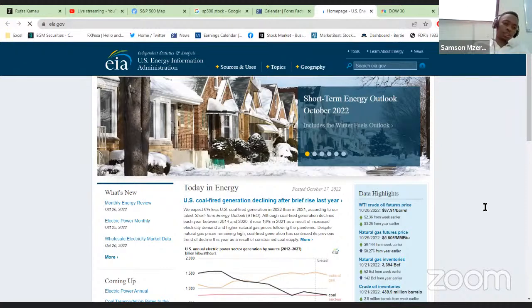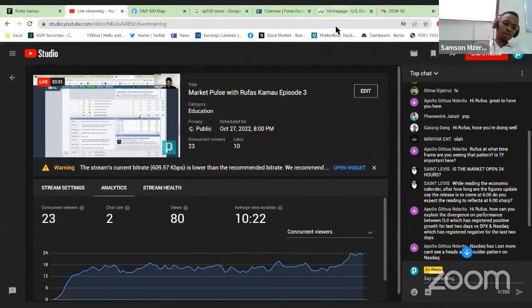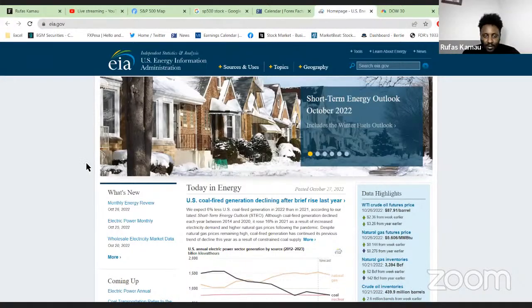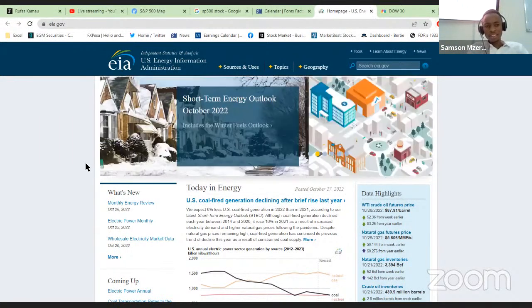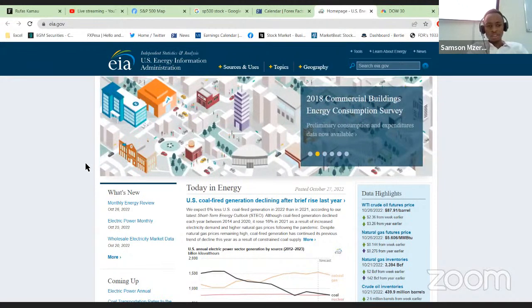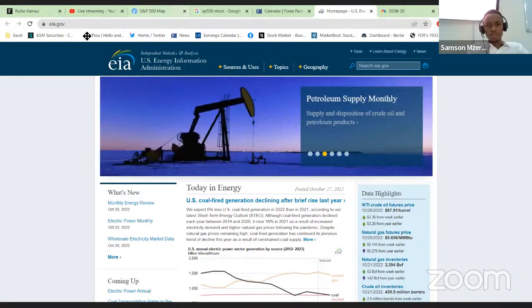So yeah, just to add. Yes, just to add on to that, Rufas, when it comes to fundamental analysis, the first thing you need to conduct is a sensitivity analysis. How important is that news going to affect the market? If you're to go back to Forex Factory, let's go back to Forex Factory.